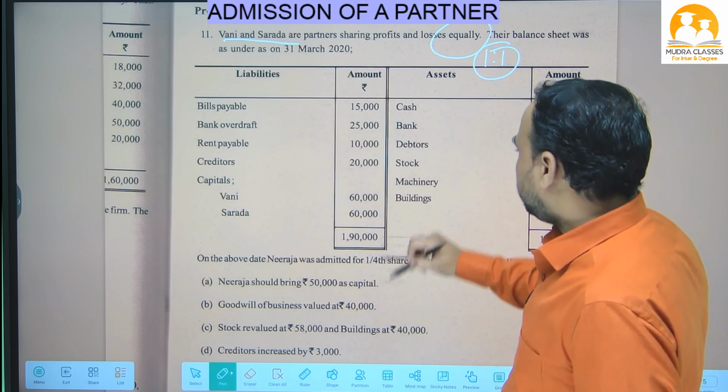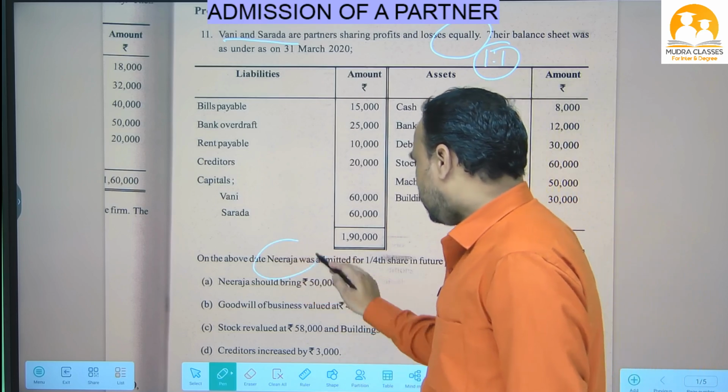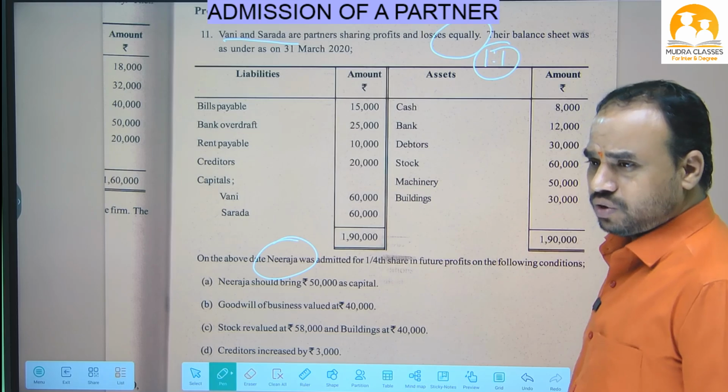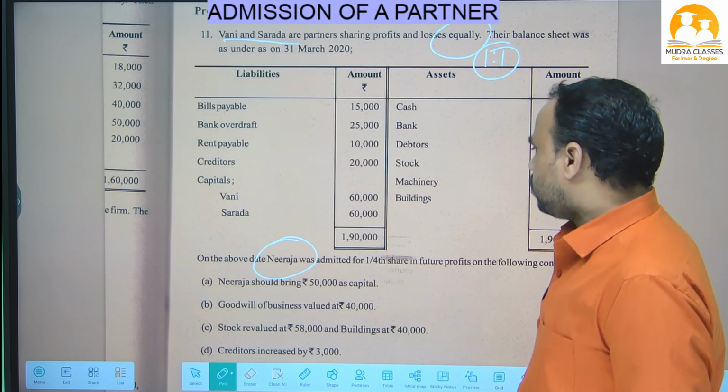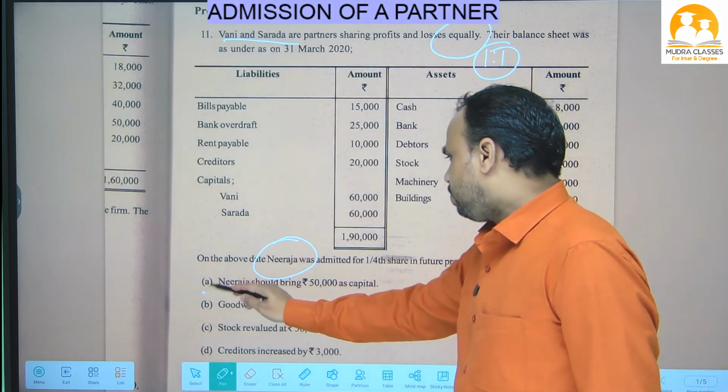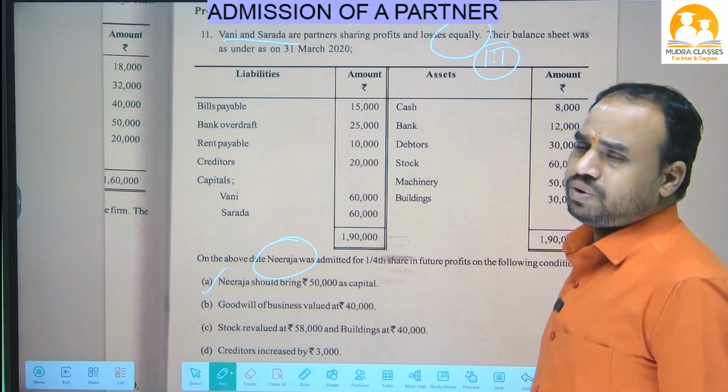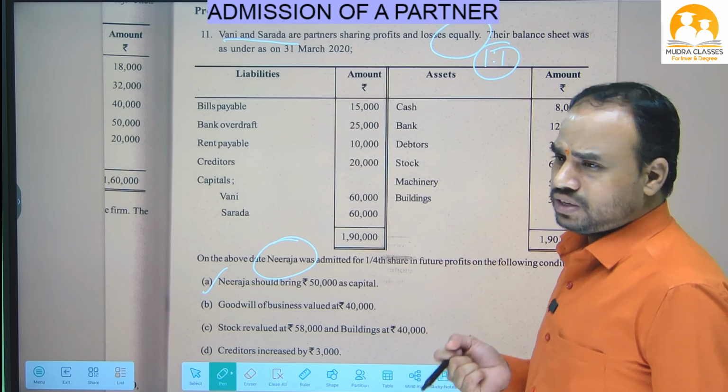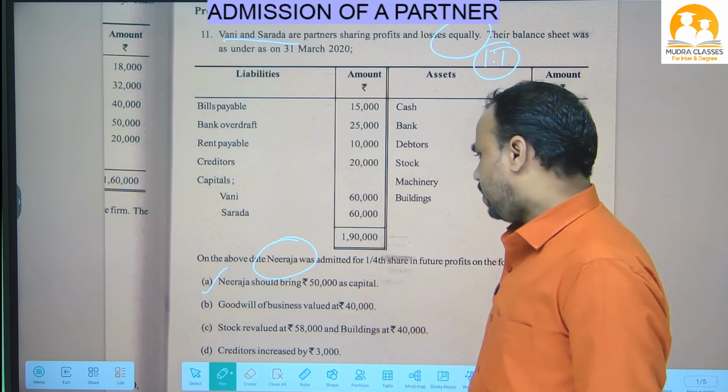Their balance sheet is given below. On that balance sheet, Neeraja was admitted into 1/4 share, so a new partner is admitted into the business. So Neeraja should bring 50,000 as capital. As in every problem, the new partner is bringing capital, so we know how to write that one.